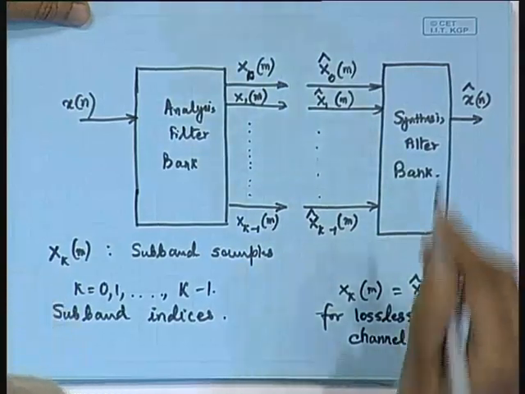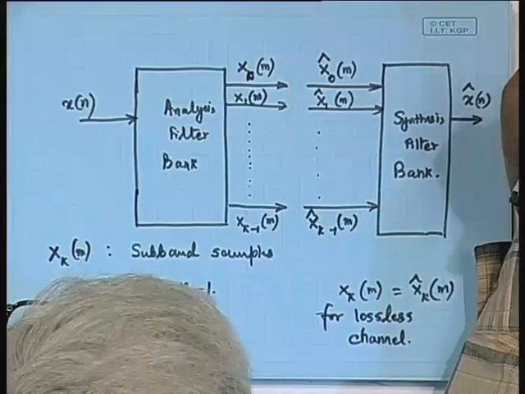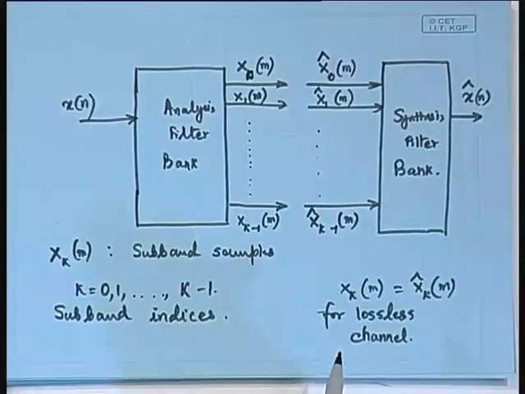But even if the channel is lossless, there is no guarantee that x of n and x hat of n will be the same, because that depends upon how we analyze and how we synthesize. If the synthesis is done as an exact replica of what is done in the analysis, only then can we say that x hat of n becomes equal to x of n. But if in the process of analysis any artifact or distortion is introduced, that has to be correspondingly corrected in the synthesis. Only then will we have a perfect reconstruction. There is a definite condition which can be established mathematically for perfect reconstruction of the signal in the synthesis filter bank. Now, how do we realize this kind of analysis filter and synthesis filter?